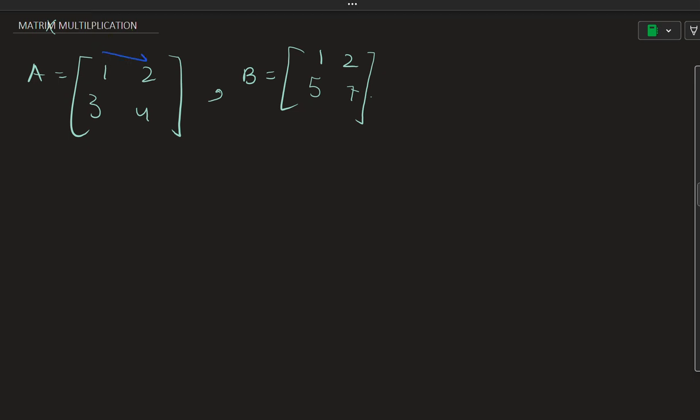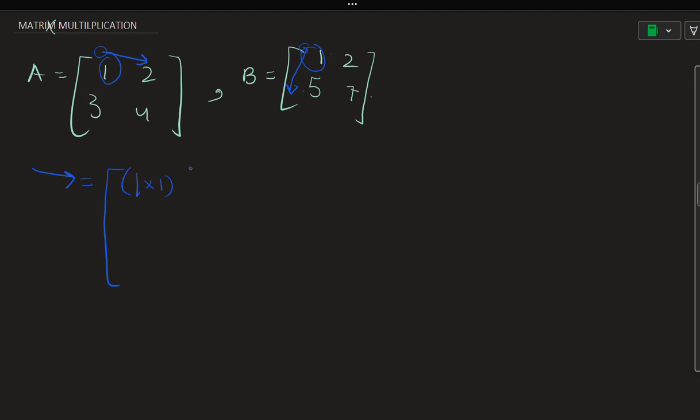So suppose we are drawing arrows. In the first matrix, we draw a horizontal arrow, and in the second matrix you draw a vertical arrow. Then you multiply the tail of the first arrow with the tail of the second arrow, like 1 multiplied by 1. Then you add it with the head of the first arrow multiplied with the head of the second arrow, which is 5 times 2. Now you have to remove this arrow.